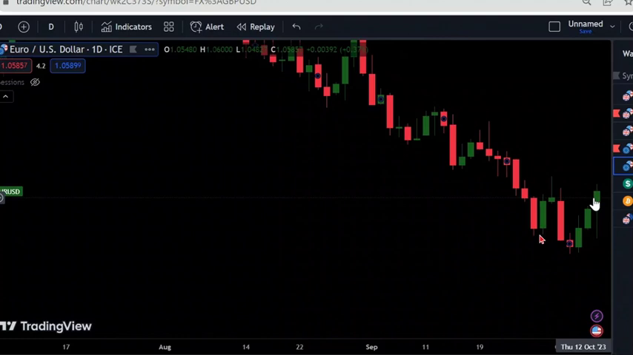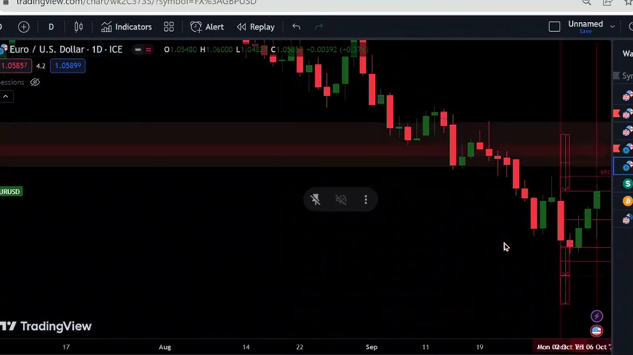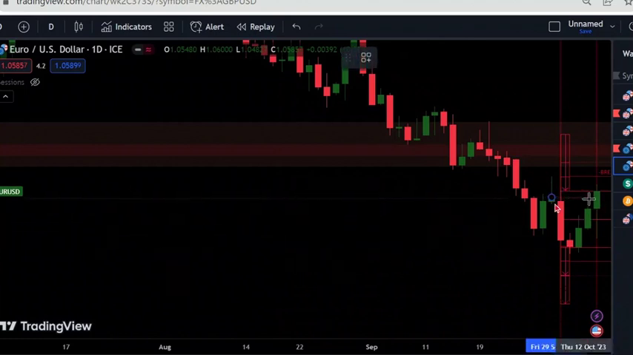Can you turn on the annotations? Okay, so it's not even marked up. So now we need to put a line on it. Make it like a purple line or a white line. Make it a white line and label it break of structure or something.